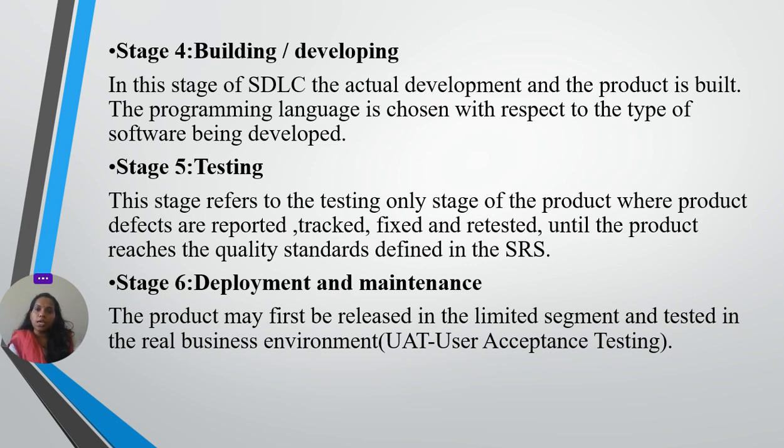Stage 5, testing. This refers to the stage of the product where product defects are reported, tracked, fixed and retested until the product reaches the quality standards defined in the SRS. Stage 6, deployment and maintenance. The product may first be released in a limited segment and tested in the real business environment. That is UAT, user acceptance testing.